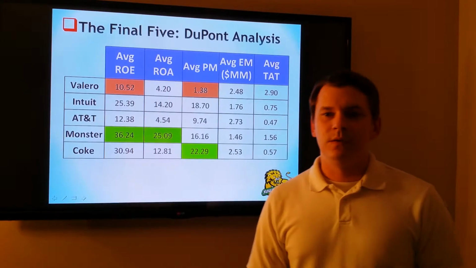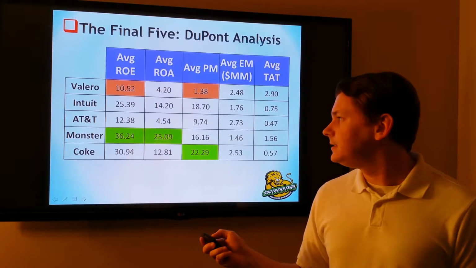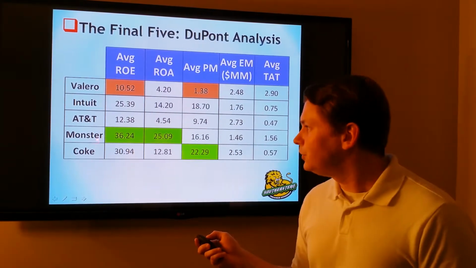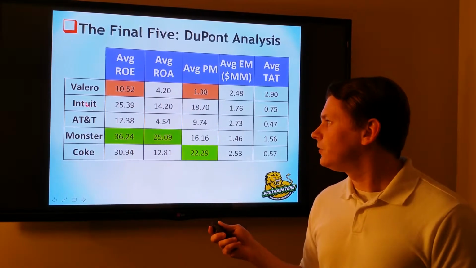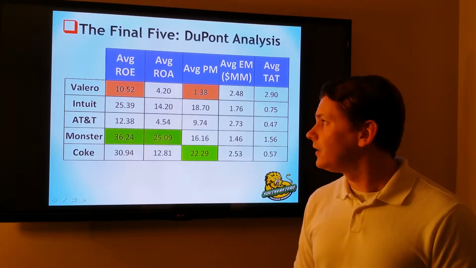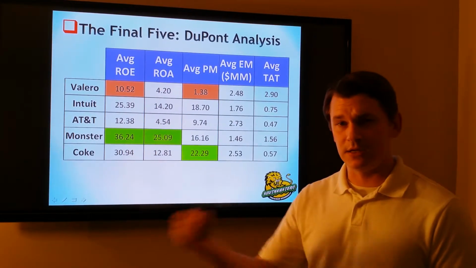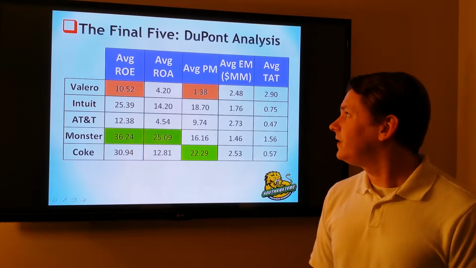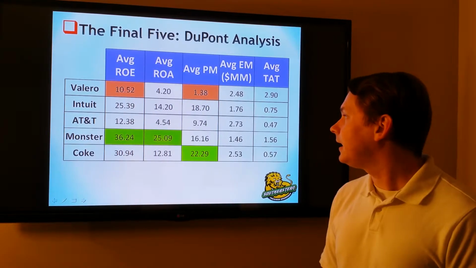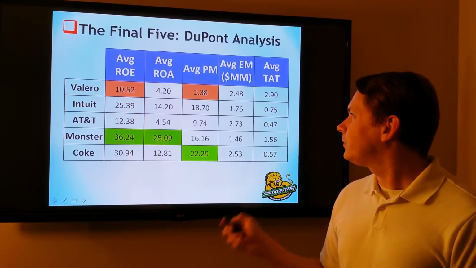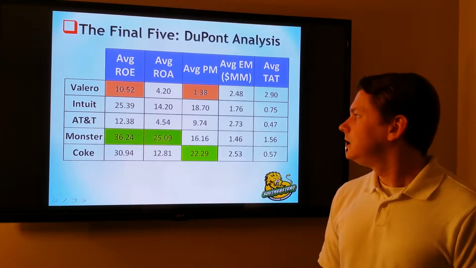The final five, we broke it down on a DuPont analysis first. We're left with Valero, Intuit, AT&T, Monster, and Coke. Interesting that the two beverage industry entrants were still there. We had big oil, software development, and telecoms. Things to note on this. Valero had the lowest average ROE between 2010 and 2013 at 10.52 with a 2.48 equity multiplier. So, they had a fair amount of debt, but with that 1.38 profit margin, it really didn't inspire a whole lot of confidence.